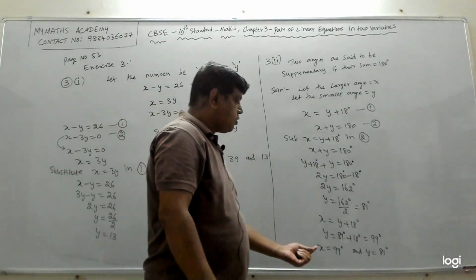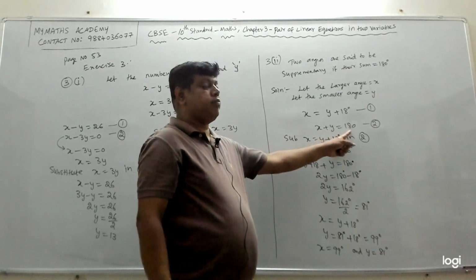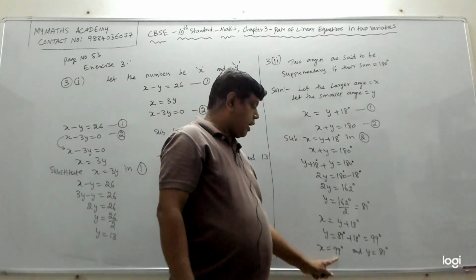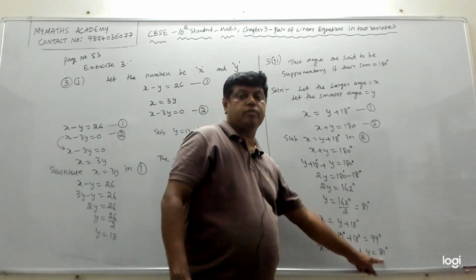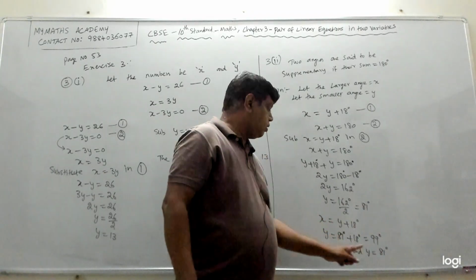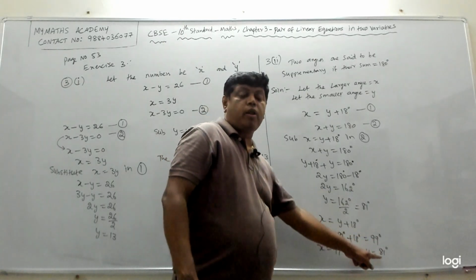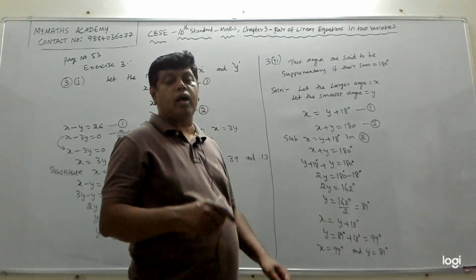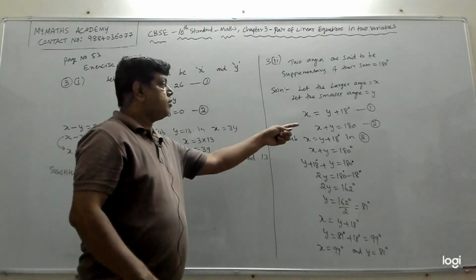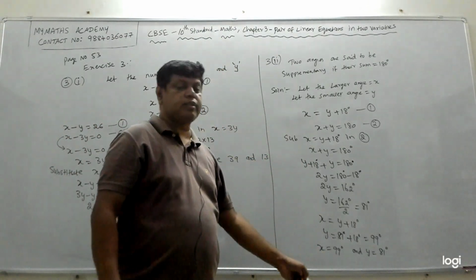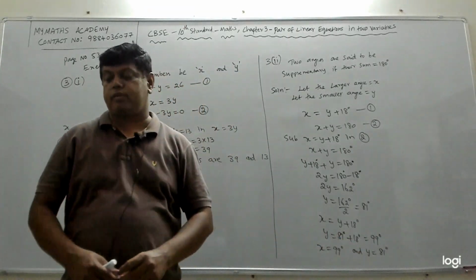Now if you add both, 99 plus 81, you will get 180. And the bigger angle is 18 more than the smaller angle. With 81, if you add 18, you will get this. That's why the larger angle exceeds the smaller angle by 18 degrees, means the larger angle is 18 more than the smaller angle, which is this condition is also satisfied. So our answer is right. So we will say the angles are 99 degrees and 81 degrees.